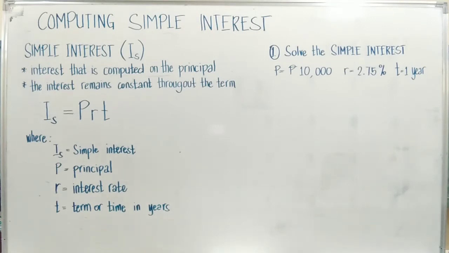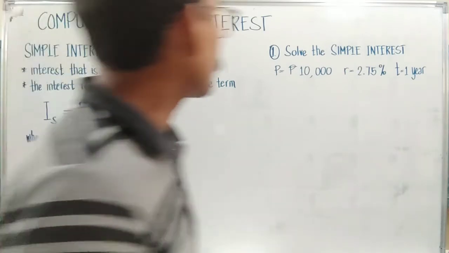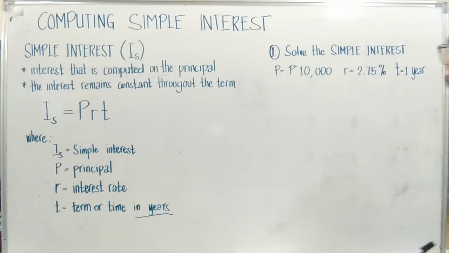So in computing simple interest, we will be using this equation or formula: I sub S equals P R T, or simple interest equals principal times rate times time or term. Below we have I sub S equals simple interest, P equals your principal, R is for your interest rate, and T for the term or time in years. Okay? So let's go on to our first example on how to solve for simple interest.